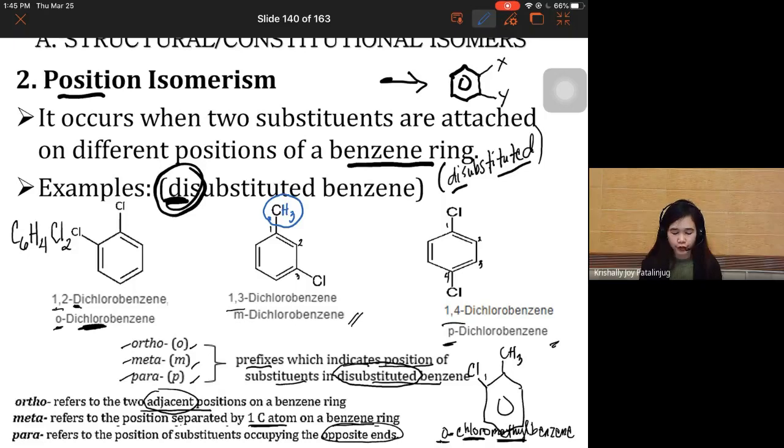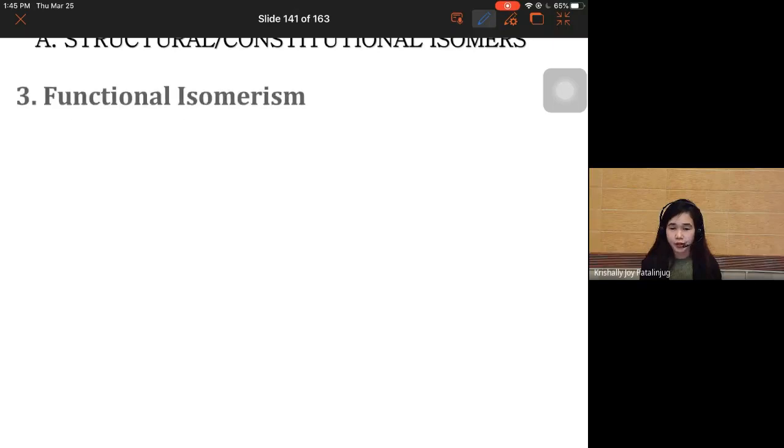So again, for di-substituted benzene, common din yung position isomerism. I hope naintindihan yung ortho, meta, para. Usually, common ginagamit ang mga prefixes ortho, meta, para kapag yung dalawang substituents are the same. Pinaka-common nga application sa ortho, meta, para kapag ang dalawang substituents sa benzene the same. Puro methyl, puro ethyl, puro hydroxy, etc. Next. So we're done with position isomerism.